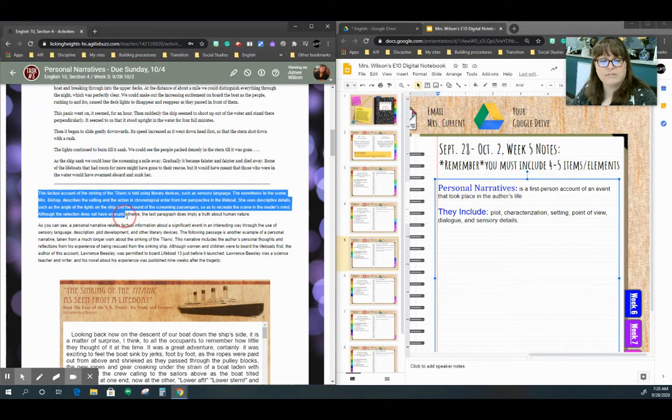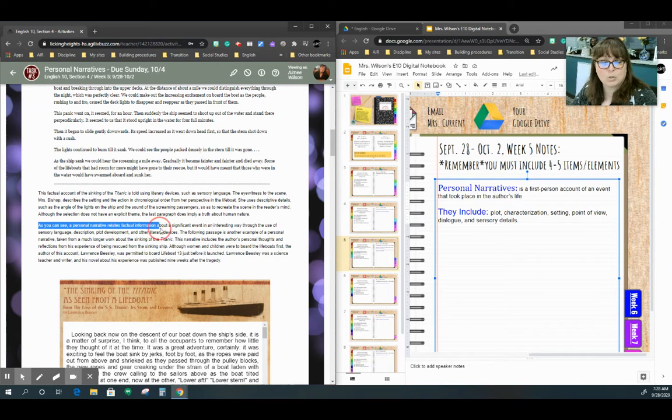Although the selection does not have an explicit theme, the last paragraph does imply a truth about human nature. Do you save yourself? Do you go back and try to save everybody? What do you do? As you can see, a personal narrative relates factual information about a significant event in an interesting way through the use of sensory language, description, plot development, and other literary devices. Think of it almost like a 30-minute TV show. You want to get people in, set the scene, have something happen, and then come to some sort of solution.